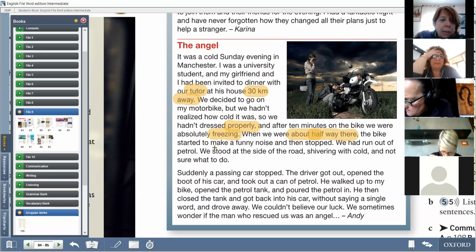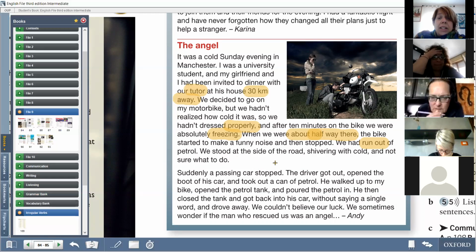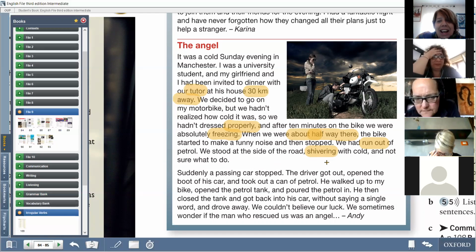The bike started to make a funny noise and then stopped. We had run out of petrol. The verb that we use is to run out. Senza benzina. We stood at the side of the road, shivering with cold, and not sure what to do. Suddenly a passing car stopped. The driver got out, opened the boot.